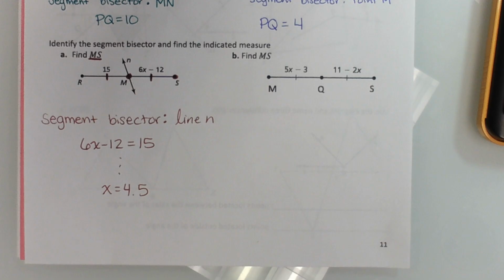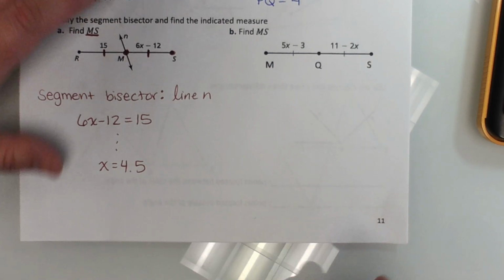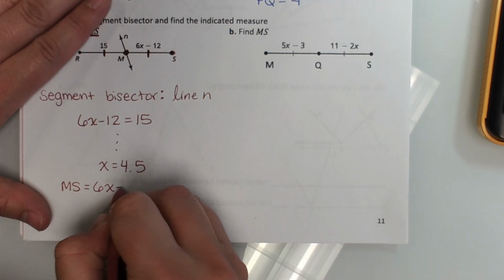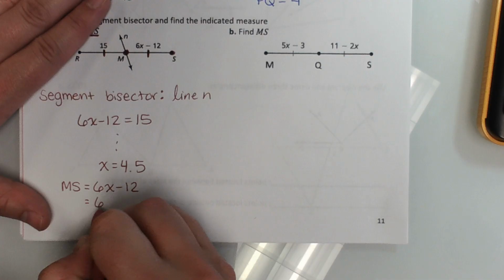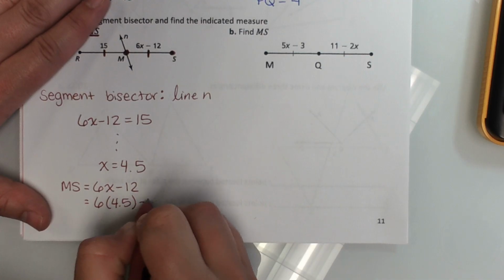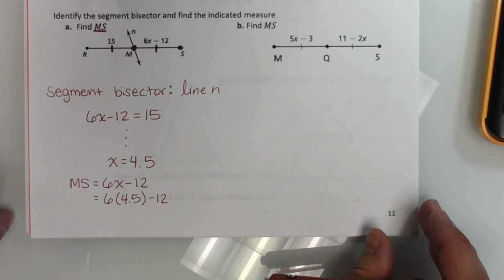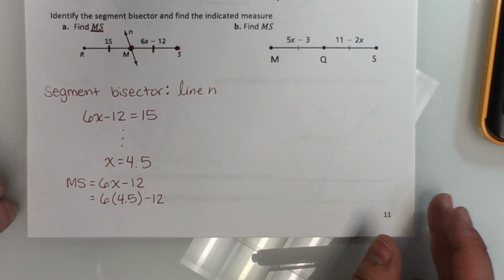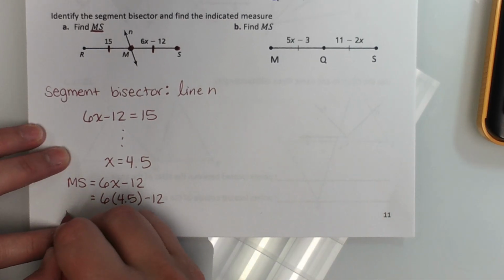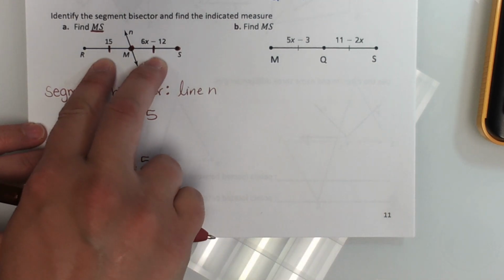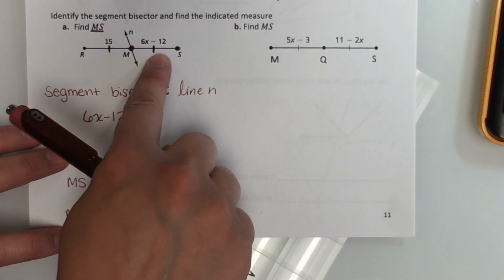Now, is that what it asked me to find? No, it asked me to find the length of MS. But I know MS is 6x minus 12, which means I can now plug x in. Now here's the thing. It's actually the hardest way to do this problem. Sometimes it's necessary to do it this way, but here it's harder. Here's why. Those two things mean it's the same, right? If this one's 15, what's this one? 15.